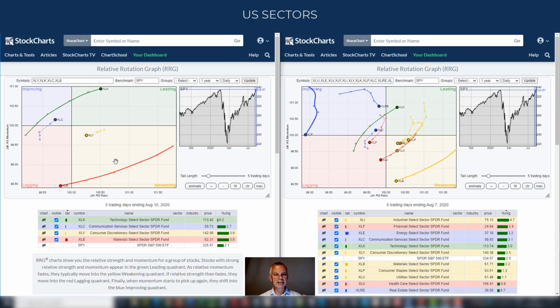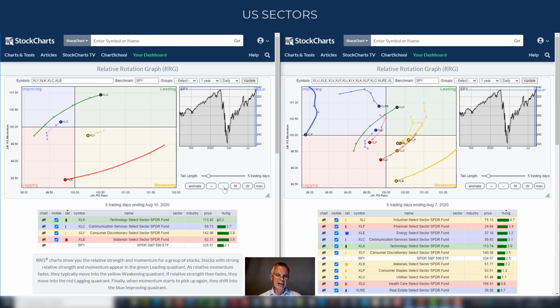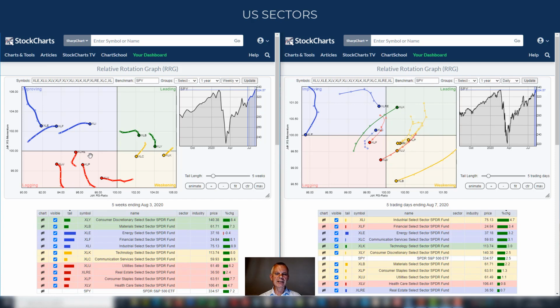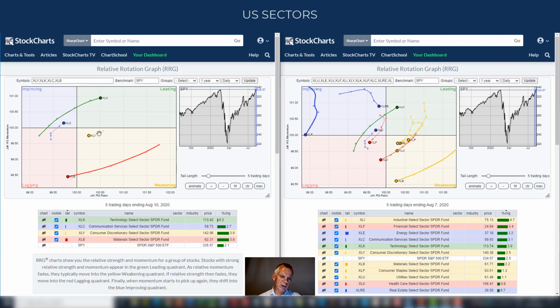And here are the daily tails for those 4 sectors. And then you can see that materials and discretionary are inside leading and rolling over, and they are inside weakening, heading towards lagging, and materials is actually with a very long tail heading into lagging, already into lagging. This is including today. So this was last Friday. This is at the end of today, Monday.